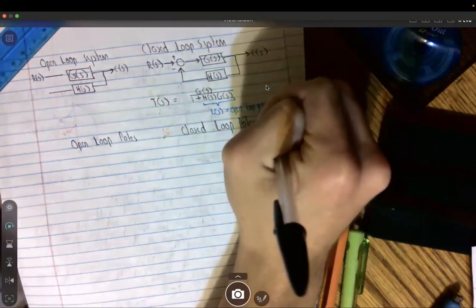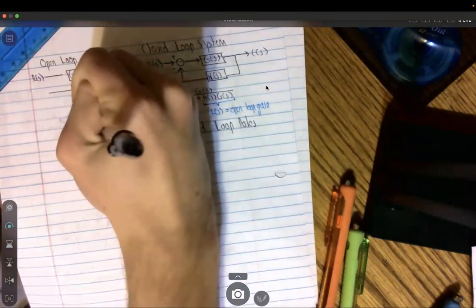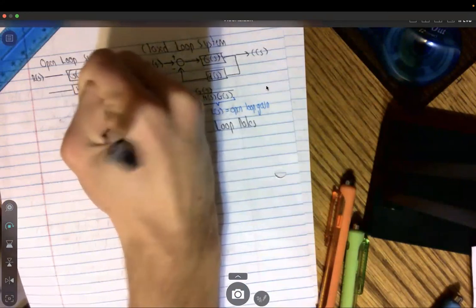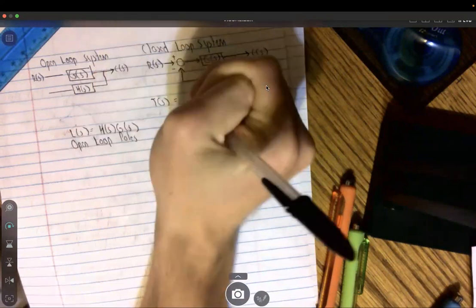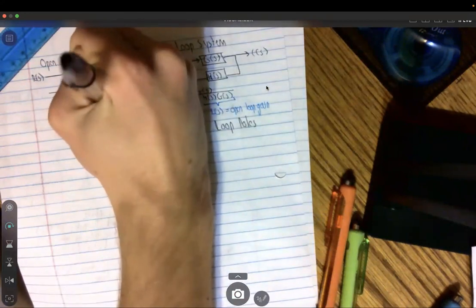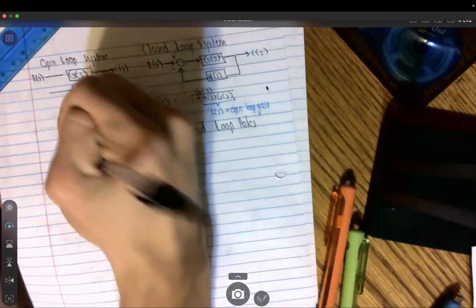So looking at the open loop poles, remember, for open loop, we're going to have L of S is equal to G of S times H of S. H of S can be expressed as the numerator of H over the denominator of H. G of S can be expressed as the numerator G over denominator G. So in order to find the open loop poles, that's when the denominator is going to equal 0. So that's when D of H times D of G would equal 0.